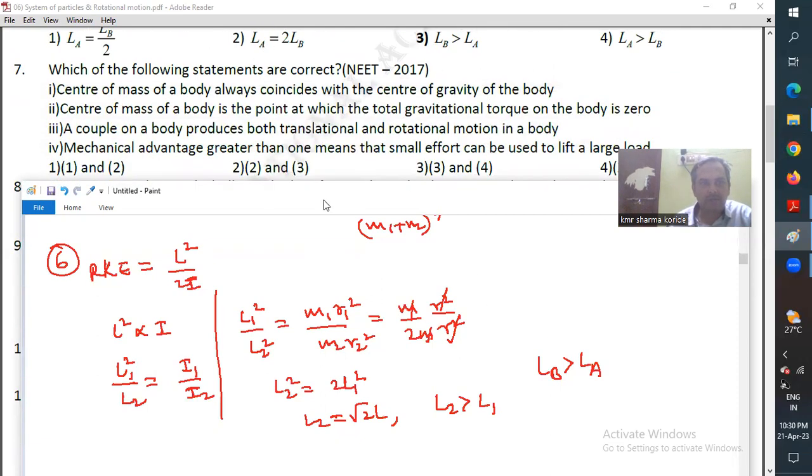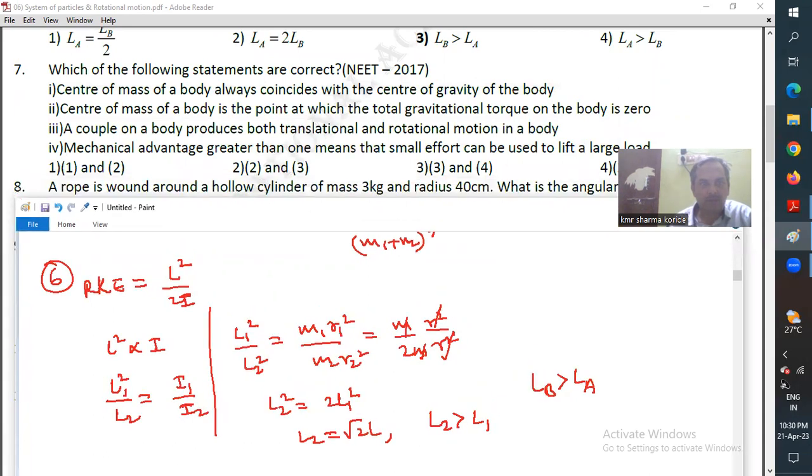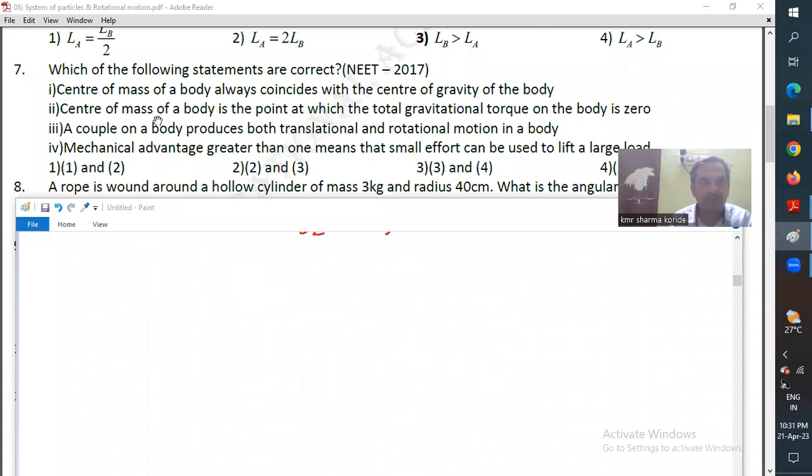Next, question number 7. Which of the following statements are correct? Center of mass of the body always coincides with center of gravity. No. In the case of asymmetrical bodies, they do not coincide. The center of mass of the body is a point at which the total gravitational torque on the body is zero. Due to the weight of one body, clockwise momentum may be produced, and due to the weight of the other body, anti-clockwise momentum. If both are balanced, the net torque will be 0. So this statement might be correct.